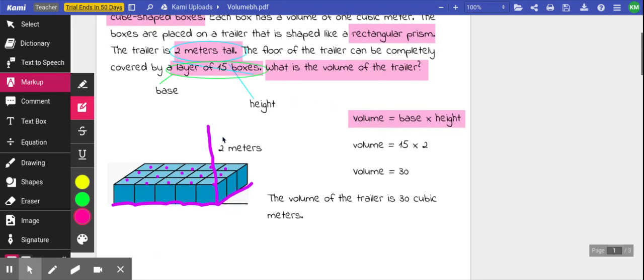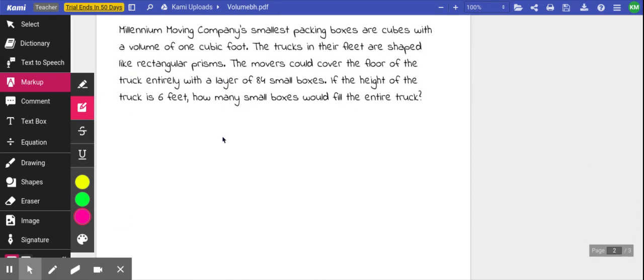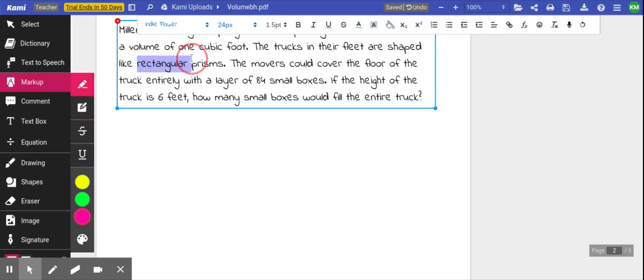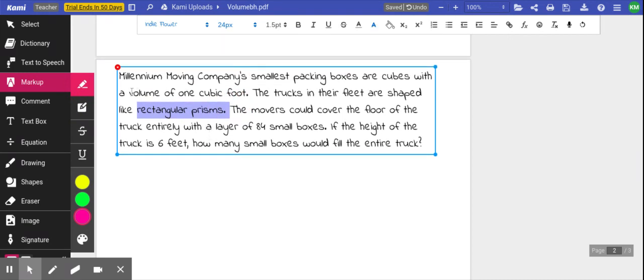All right, so we're going to try this out with another problem here. It says Millennium Moving Company's smallest packing boxes are cubes with a volume of 1 cubic foot. The trucks in their fleet are shaped like rectangular prisms. So let's just highlight that we're looking at rectangular prism. So whenever we're talking about rectangular prism, we're talking about volume. And it mentioned that the cubes has a volume of 1 cubic foot.